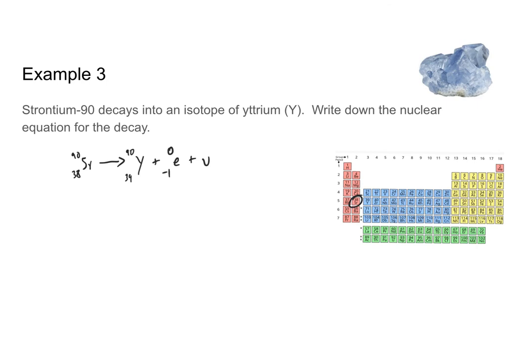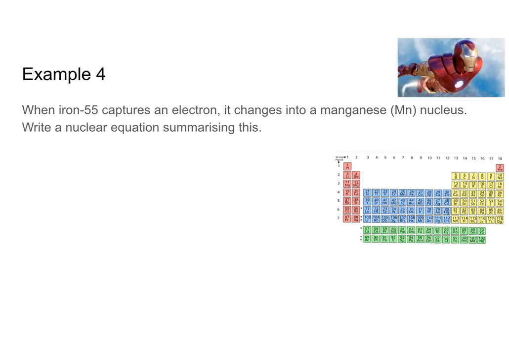So here is our nuclear equation for the decay. And one thing that I want to make sure I add is a bar above my electron antineutrino, and that's just how I'm going to differentiate between my electron antineutrino and my electron neutrino. So with that, let's go ahead to our last example.